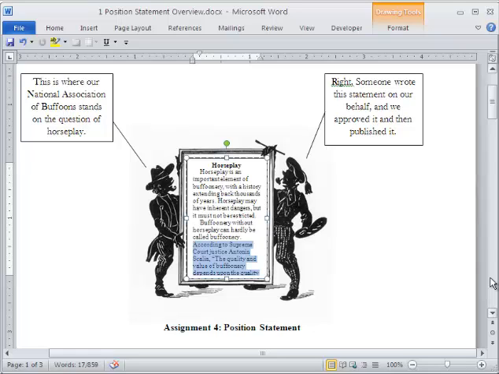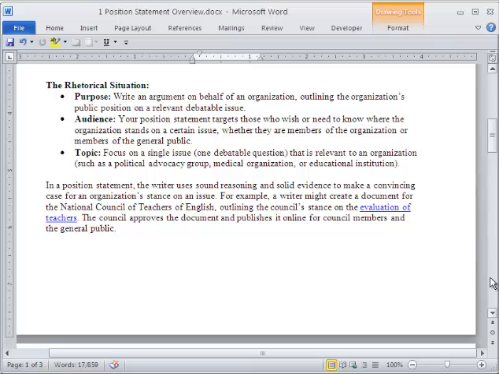A thesis, supported by reasons. The reasons are supported by evidence. And so we're doing the same kind of thing, although it's probably not about buffoonery.